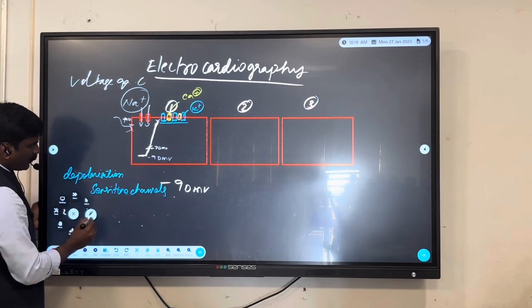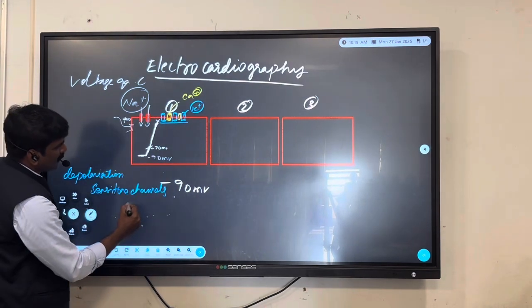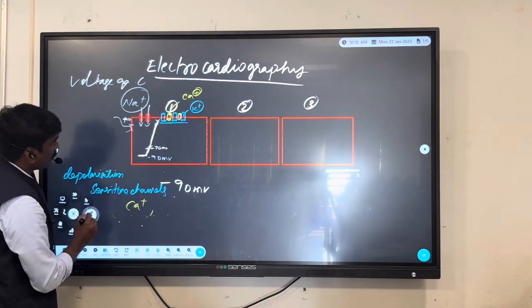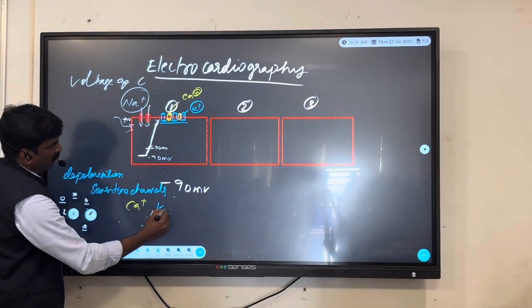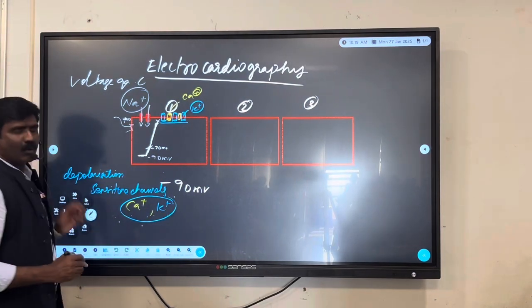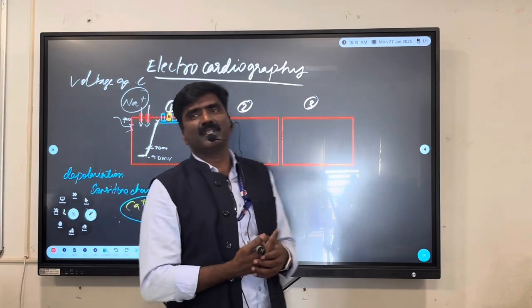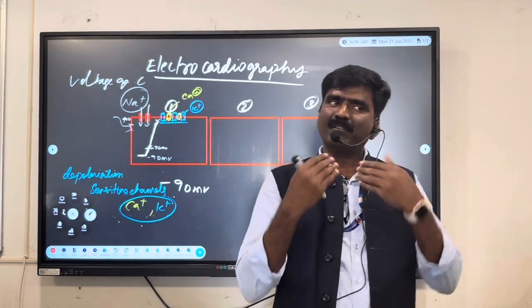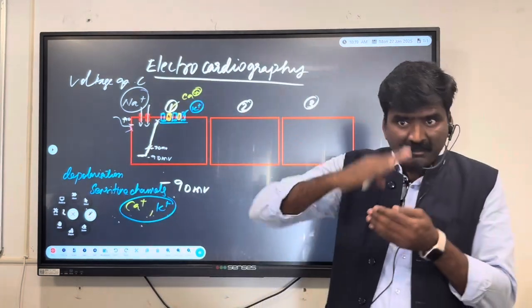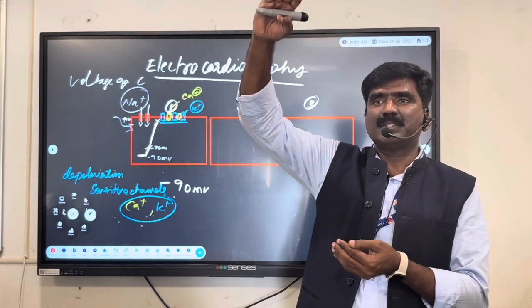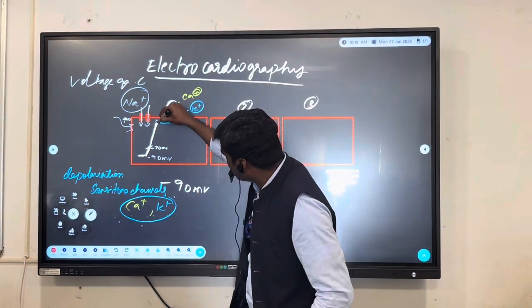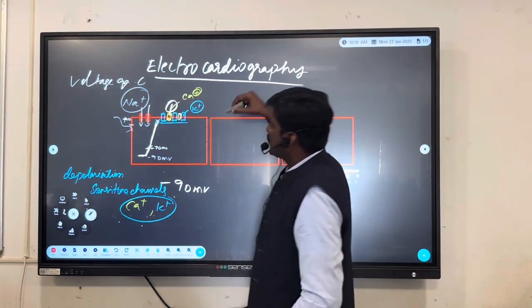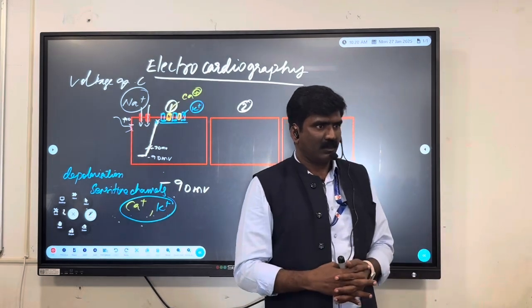Right? What are the depolarization sensitive channels? Calcium channel and potassium channel. These channels are called as depolarization sensitive channel. So when will they open? When the cell is completely depolarized, at this point, right, these channels will start opening. Are you clear?